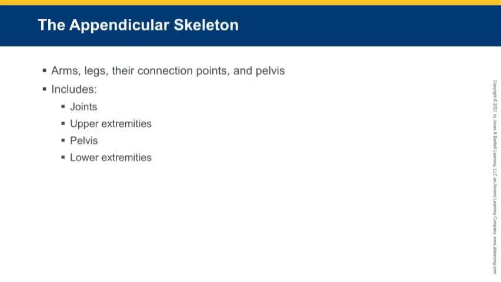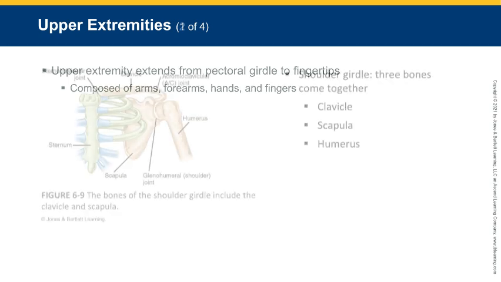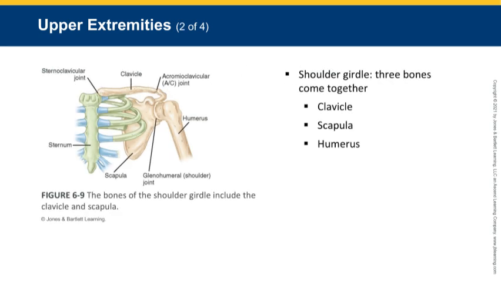The appendicular skeleton includes the arms, legs, their connection points, and the pelvis. The upper extremity extends from the pectoral girdle to the fingertips, including the arms, forearms, hands, and fingers. The shoulder girdle is composed of the clavicle, scapula, and humerus.